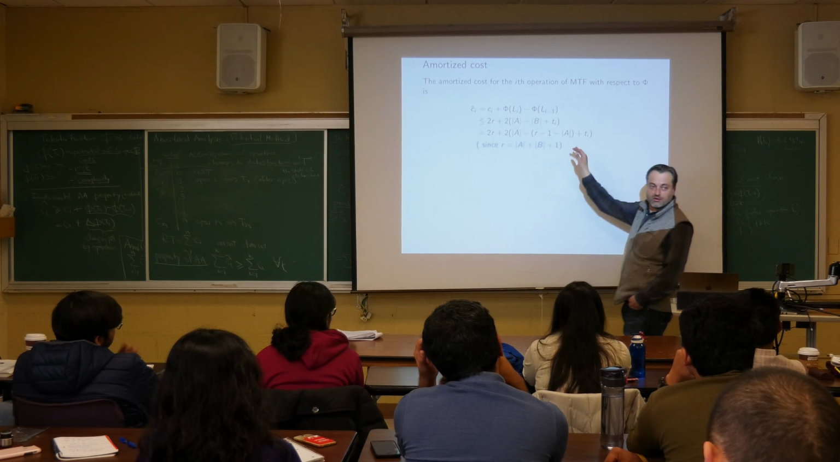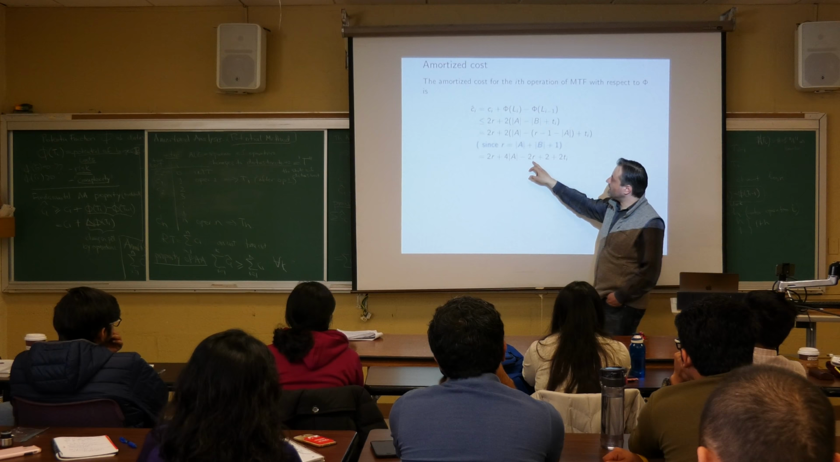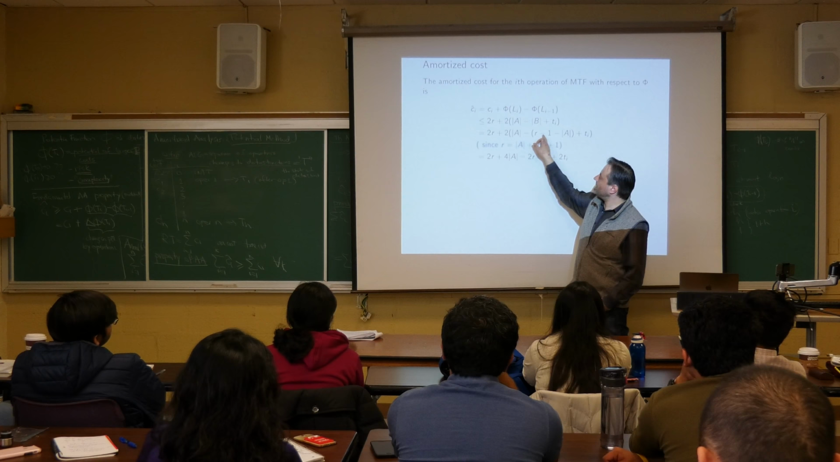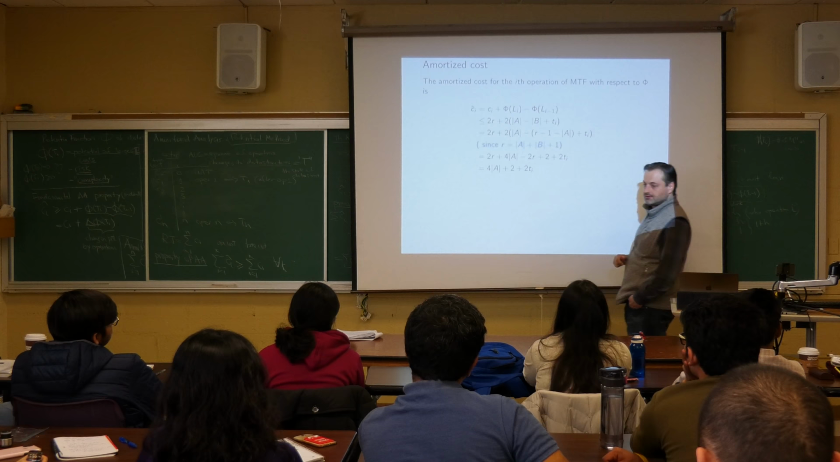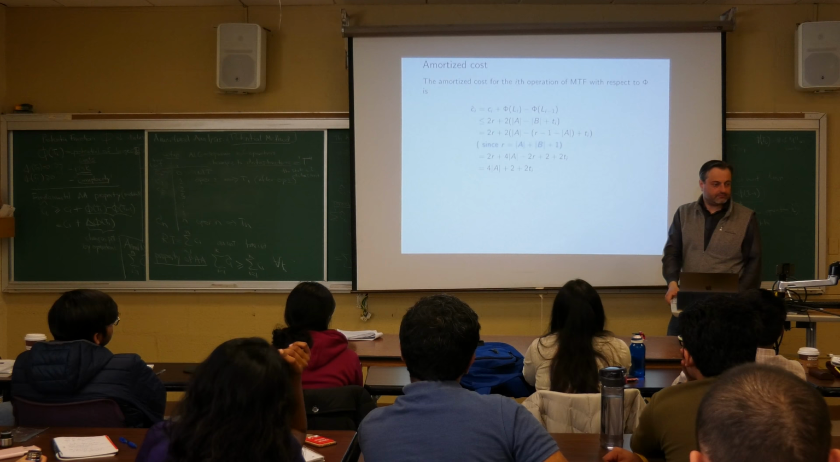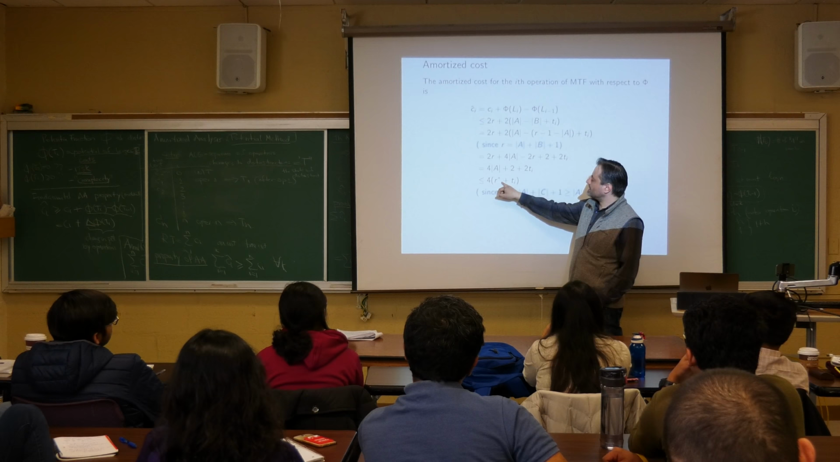Okay? 2R is 2R. Why do I get 4A? I have 2A's here times 2. 2R is coming from where? 2R, right? Plus 2, it's minus minus 1 times 2. And plus 2TI. I say this is 4A plus 2 plus 2TI. Because 2R goes away with 2R. Yes? Hands up. And I say this is smaller than 4 times R star plus TI.